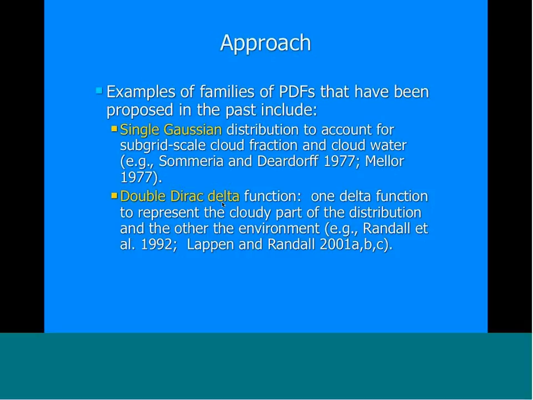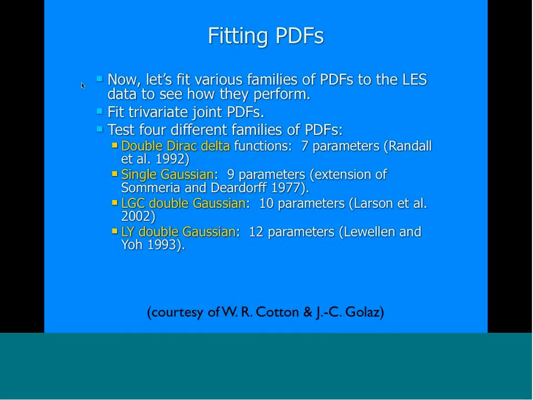A double delta function has often been used for mass flux type models, where you have one delta function for the clouds, another for the environment. But for the types to be more general, we end up using a double Gaussian. And this is the one from Larson, Golaz, and Cotton. And actually they had two types of double Gaussians. We won't go into that detail. Lewellen and Yoh also proposed a double Gaussian that is slightly more complicated.